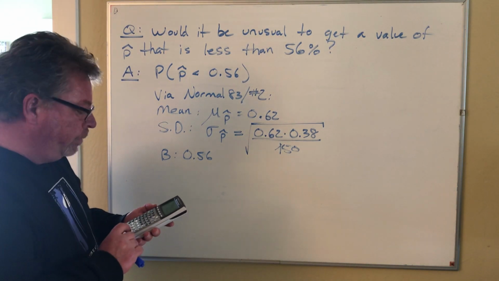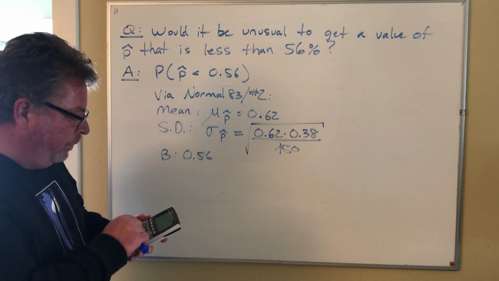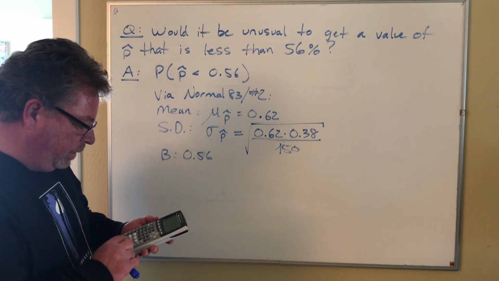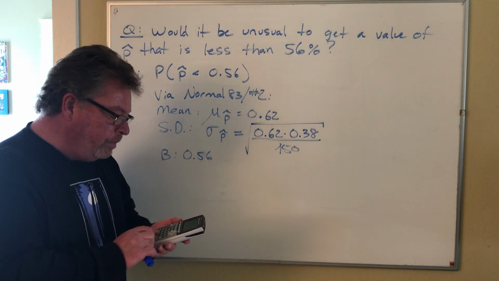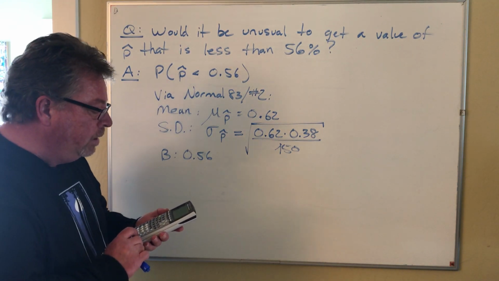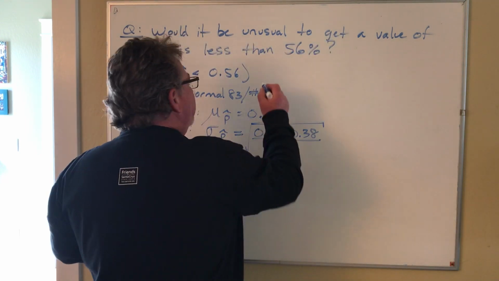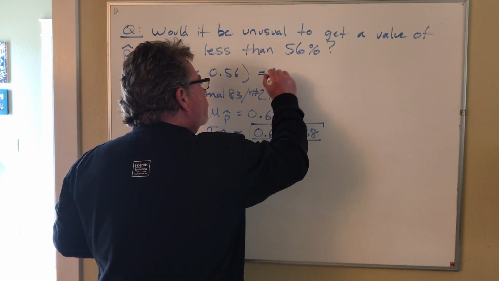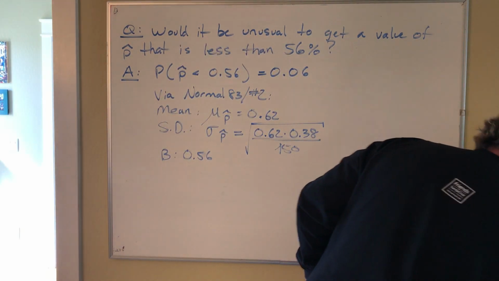So this is going to be a number 2, and we've got 0.62 for our mean. We've got the square root of 0.62 times 0.38 divided by 150. We've got that, and then our bounding number is 0.56. Ooh, it's close. So this comes out to be 0.065.